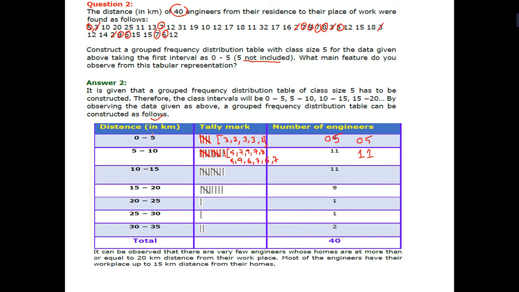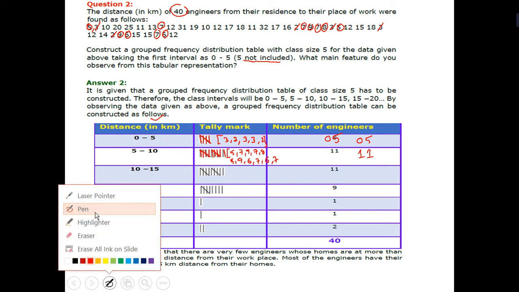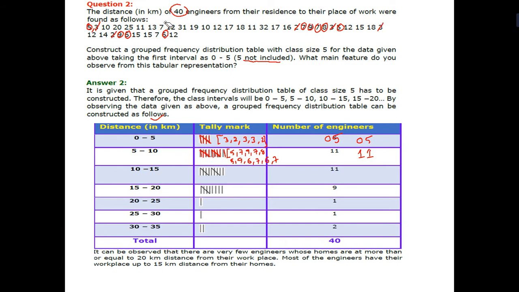So that is 0 to 5 complete, 5 to 10 complete. Now 10 to 15. So first what we have to do, we have to rub the, then we can get answer. So for eraser I have to rub this. Now we go for next. Now 10 to 15, we go for 10 to 15.